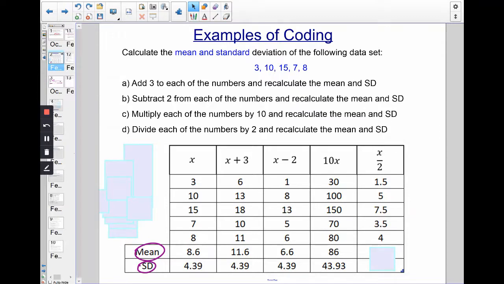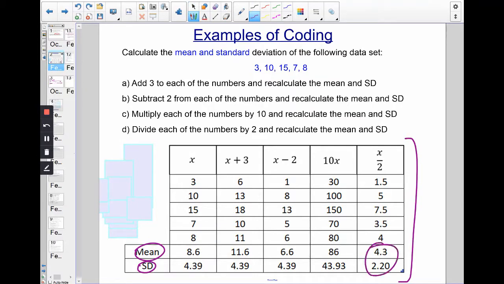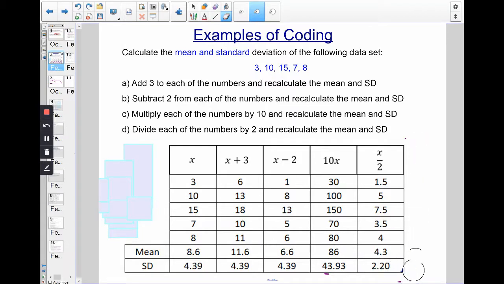So now you should have worked it out. If you haven't, then pause the video. So the mean in this case is going to be halved, and the standard deviation is also going to be halved. Okay, so what I want you to upload is the calculations that show how you got these means and standard deviations as part of your classwork today.